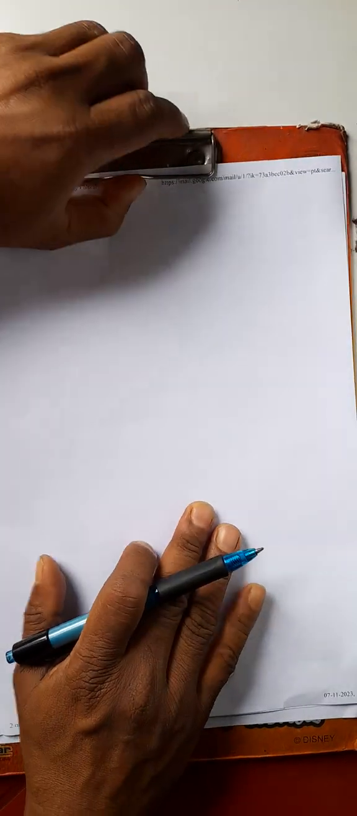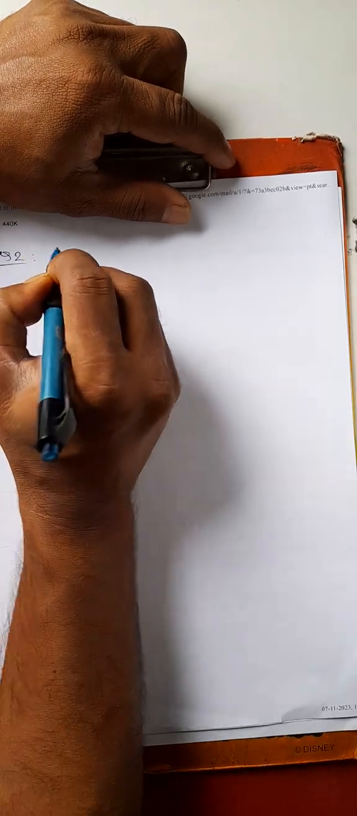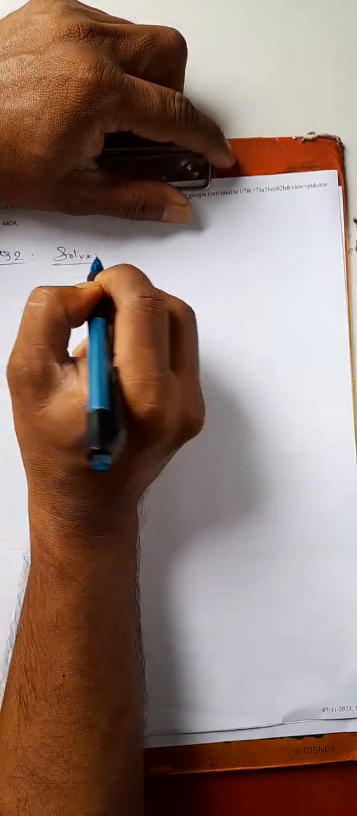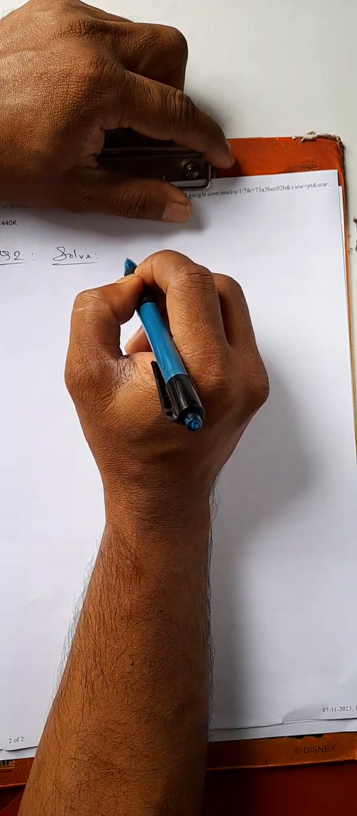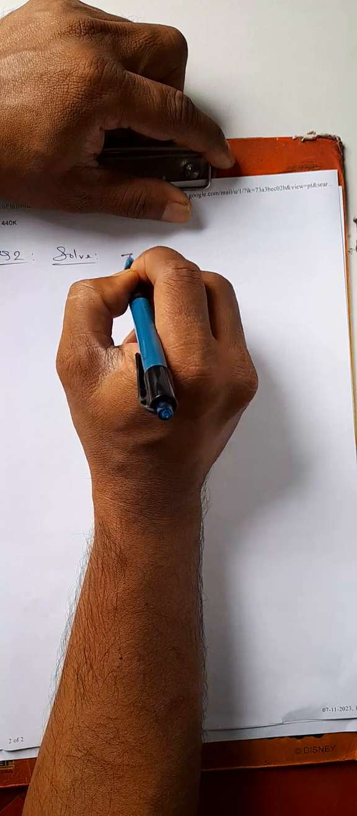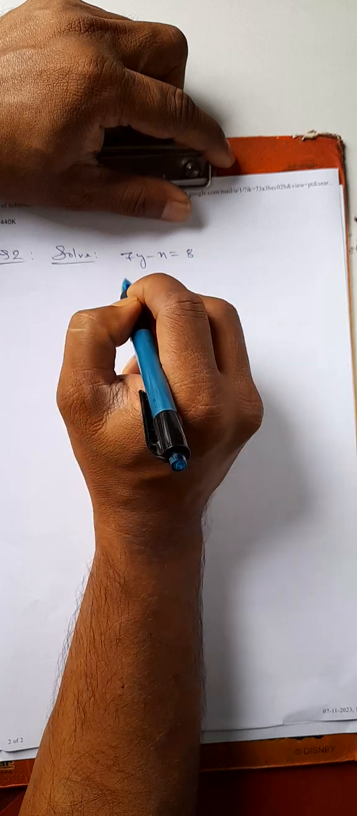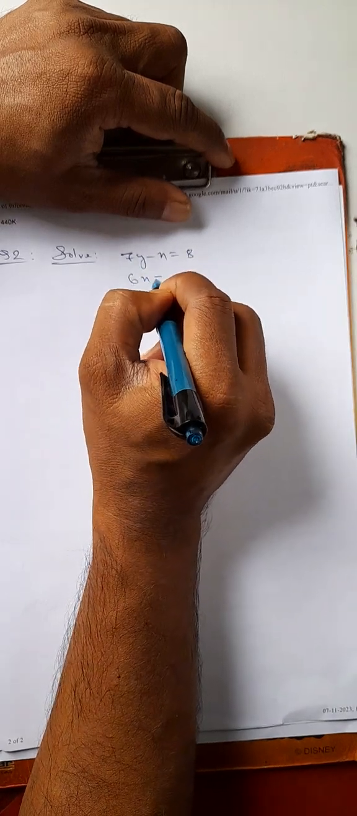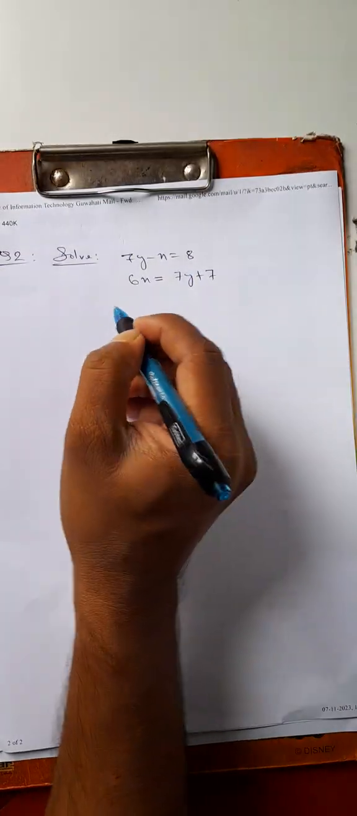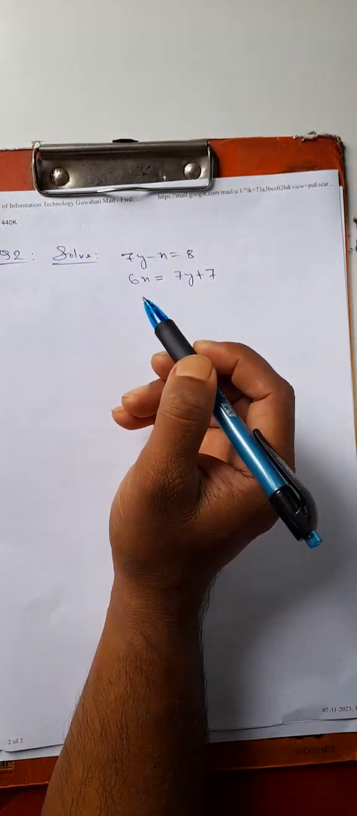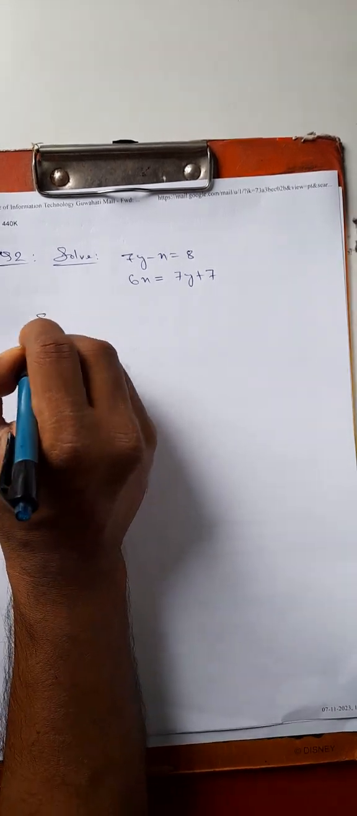Now let us try out another example. Say for example you are given 7y minus x equal to 8, and 6x equal to 7y plus 7. You are given a pair of linear equations in two variables x and y. So how to solve this?